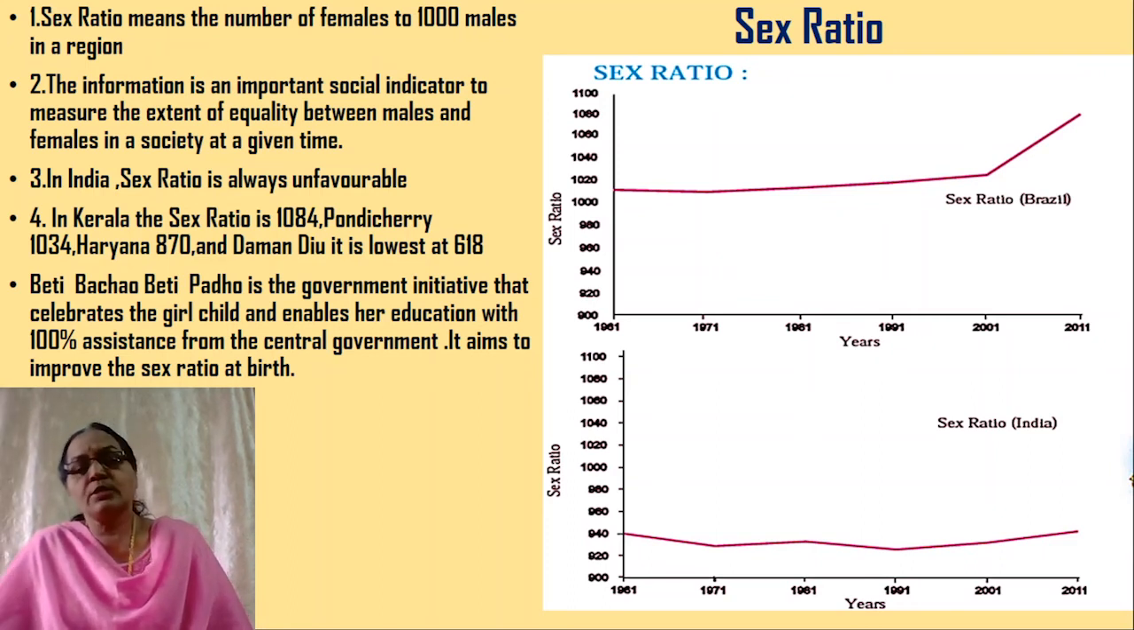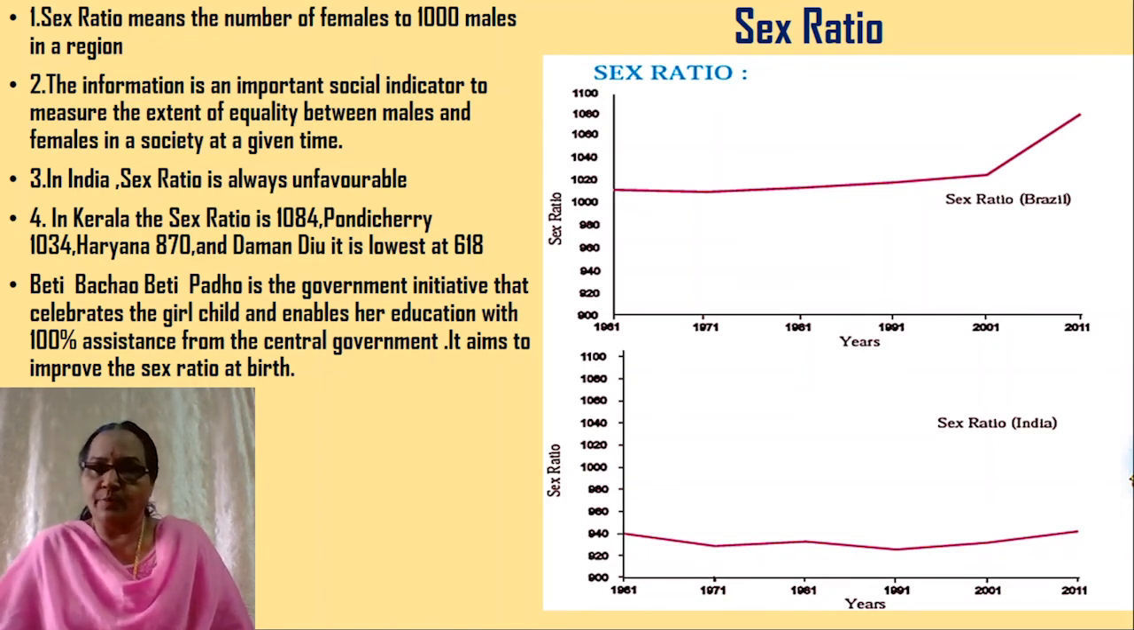Now let's come over to explanation of sex ratio. What is sex ratio? Sex ratio means the number of females per 1,000 males in a region. Now, sex ratio is actually a very important social indicator because it shows us the equality between the males and females in a society. Now, as I said, in India, sex ratio has been highly unfavorable.